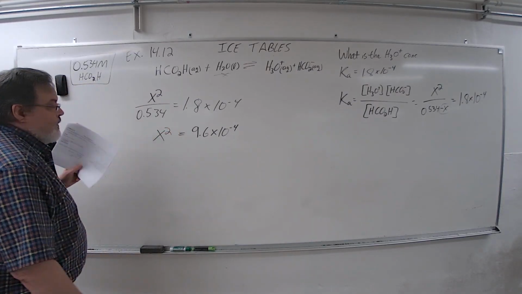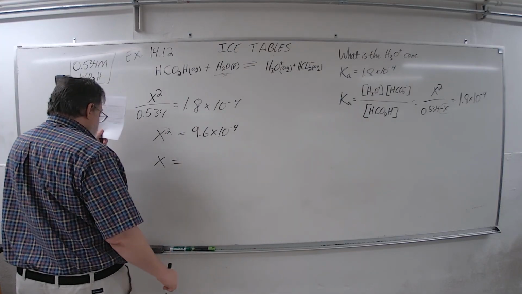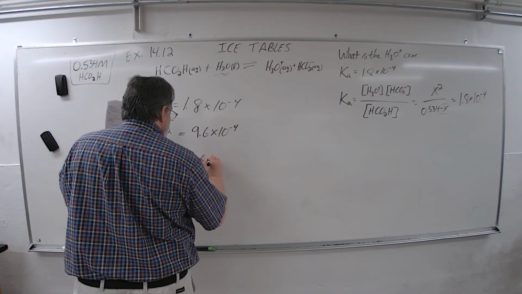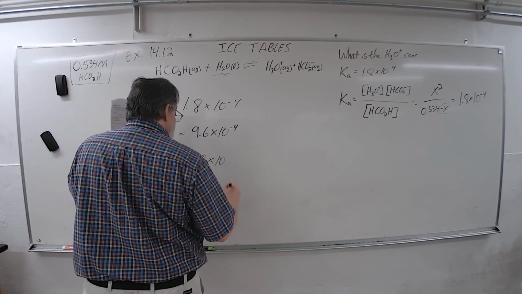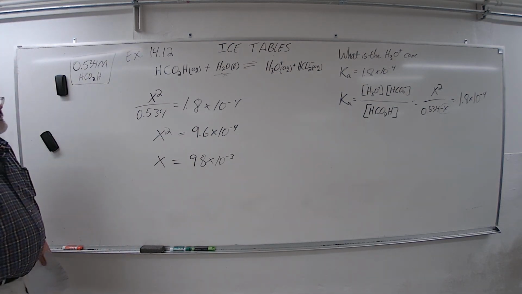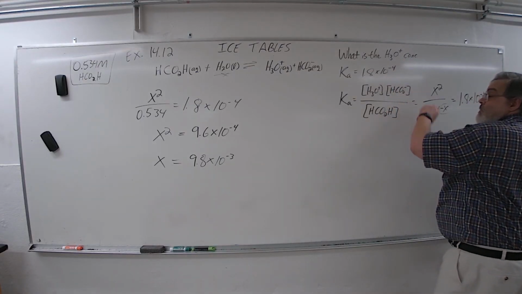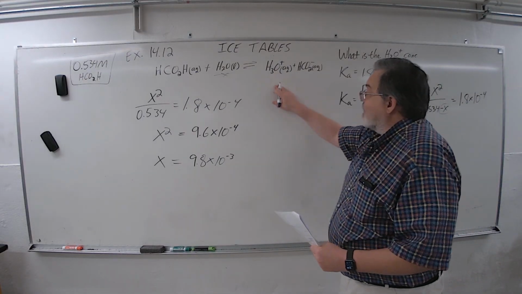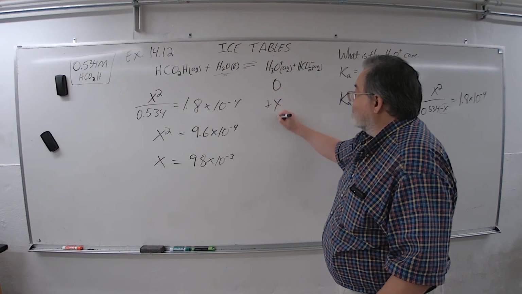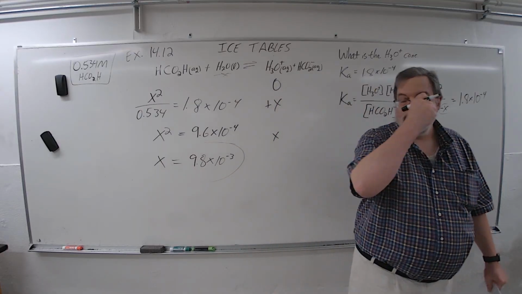And then you just find the square root. Equals the square root of that is, turns out to be 9.8 times 10 to the negative 3. This is asking for the concentration of H3O plus. And H3O plus was just X, 0, and then we had plus X, so it's just X. So that's the concentration of H3O plus.